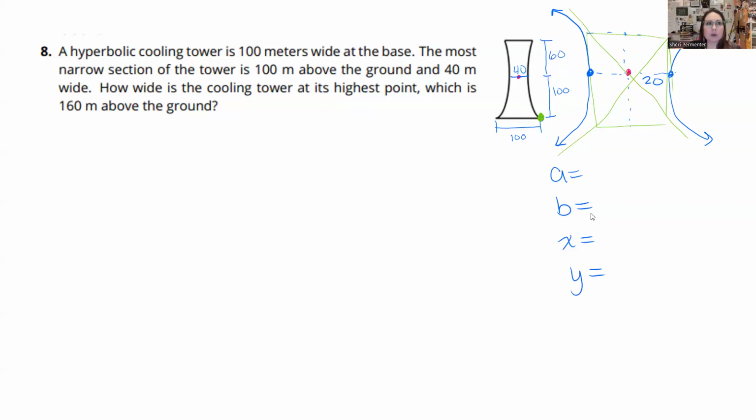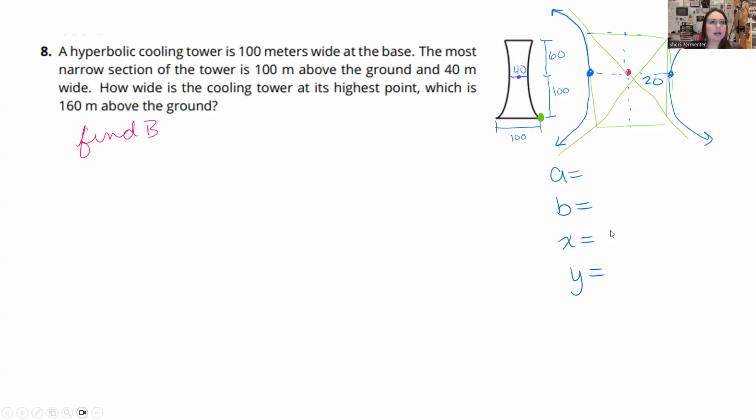I can use that. I don't know what B is. I don't know how wide it actually is. There's nothing in the problem that actually gives me a B value. So I have to first solve for B. So that's my first step: solve to find B. Okay, that's my first step. So I'm going to label the things that I know over here. There we go. I know A is 20. I'm going to plug that in.